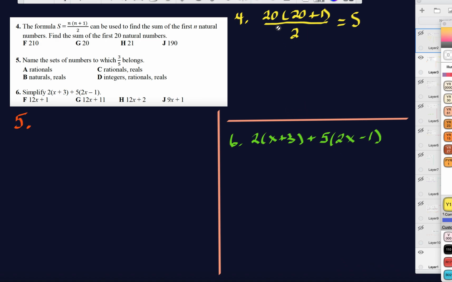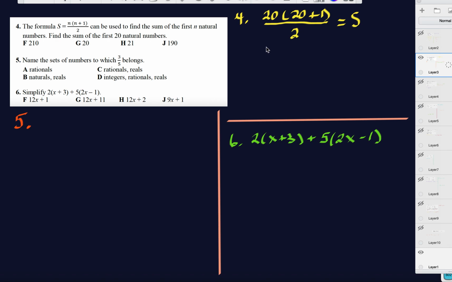So here we go. It says this formula, n times n plus 1 over 2, can be used to find the sum of the first n natural numbers. Find the sum of the first 20 natural numbers. Now this is the gift we've been given, right? We've been given the number 20. We want 20 natural numbers. So I put the 20 here for n and 20 here for n. That's what we substitute for our variable up here. All right? So let's do some math.